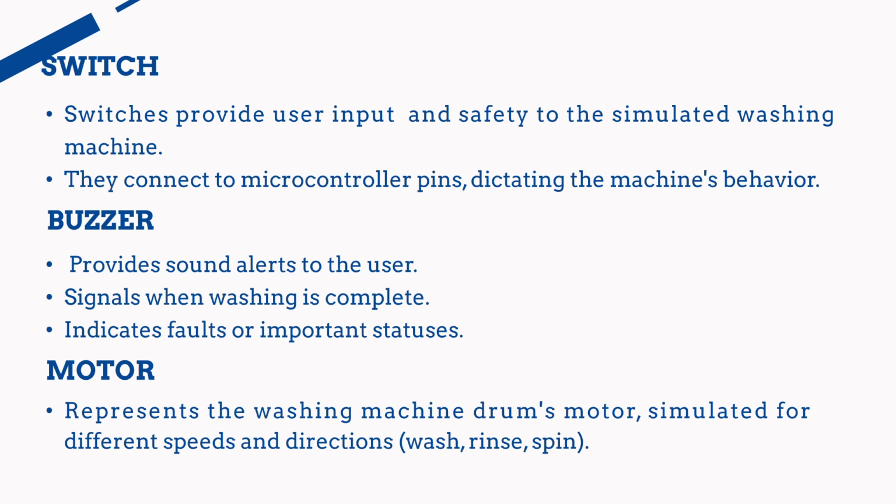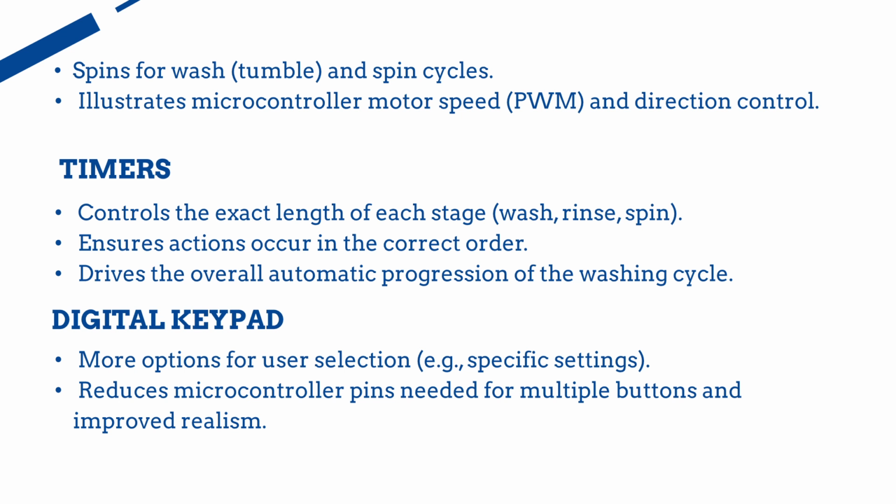Switches provide user input and safety to the simulated washing machine. They connect to the microcontroller pins, dictating the machine's behavior. Buzzer. It provides the sound alert to the user. It signals when washing is complete and indicates faults or important status. Motor. The washing machine drum motor is simulated for different speeds and directions like wash, rinse, spin, and spin cycle. It illustrates microcontroller motor speed and direction control.